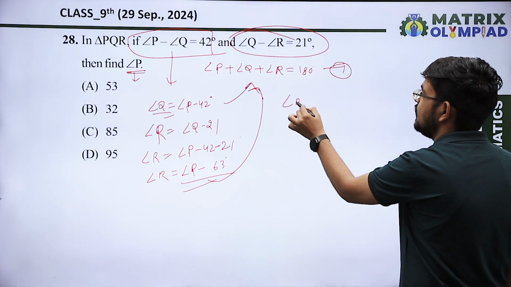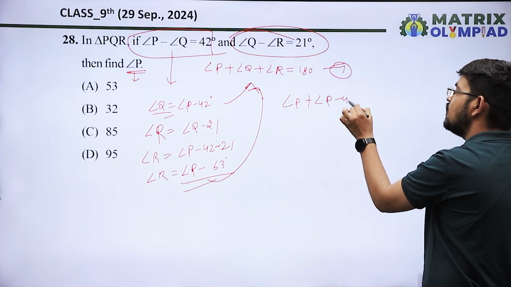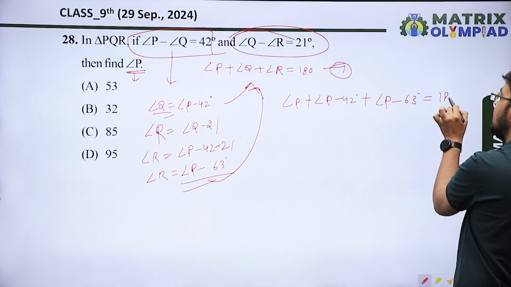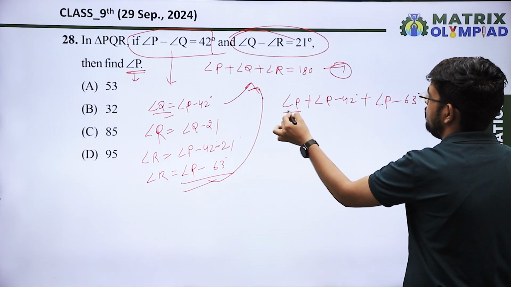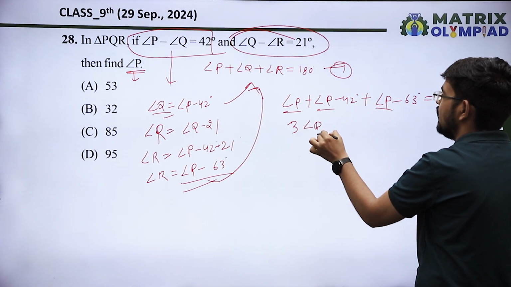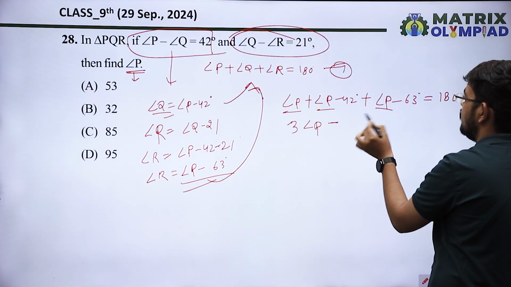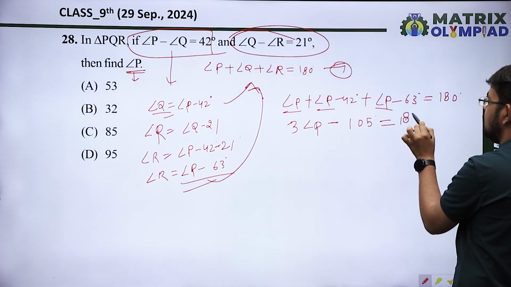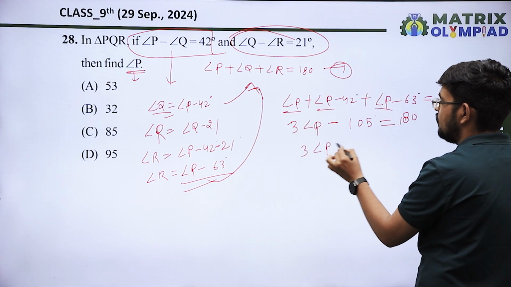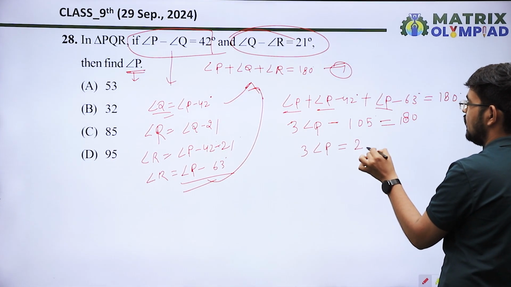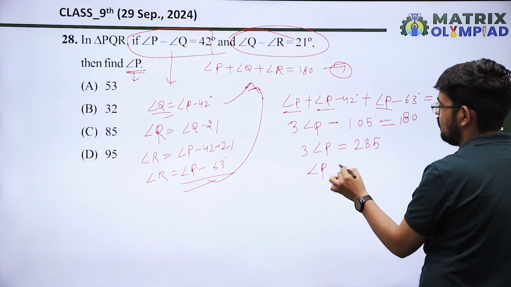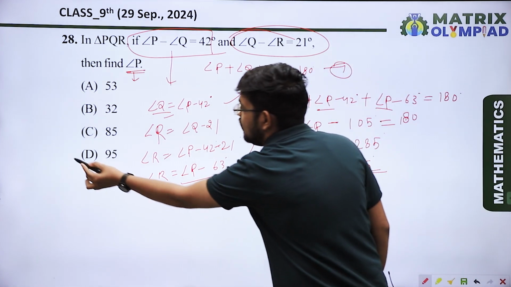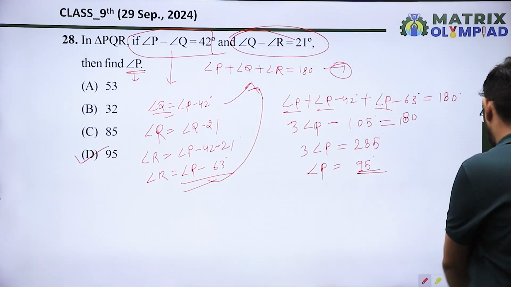So you will get angle P plus angle Q, P minus 42 degree, plus angle R, P minus 63 degree, equal to 180 degree. So that is 3 of angle P minus 105 degree equal to 180 degree. You will get 3 times of angle P equal to the 285 degree and angle P equal to the 285 upon 3, that is 95 degree. So value of angle P equal to the 95 degree is the correct answer.